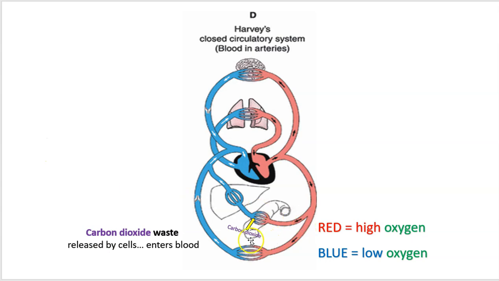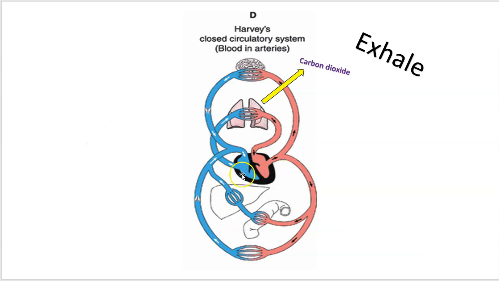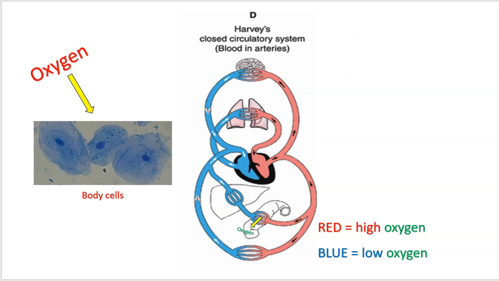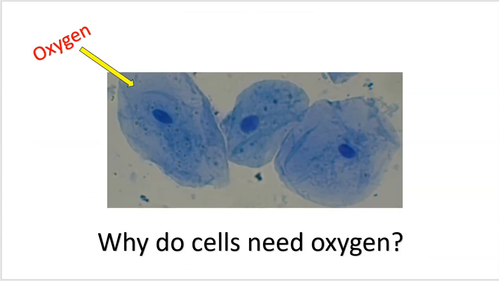Of course, the blood will pick up carbon dioxide waste as well, and now the blue blood will travel back to the right side of the heart, and the right side of the heart will pump that blood up through the lungs, where we can exhale carbon dioxide and pick up a new load of oxygen. So the circulatory system guarantees that all body cells get a constant supply of oxygen. But why do cells need oxygen?